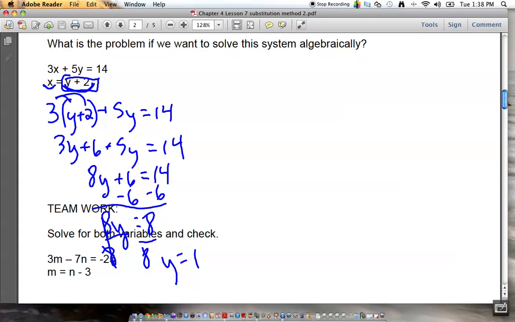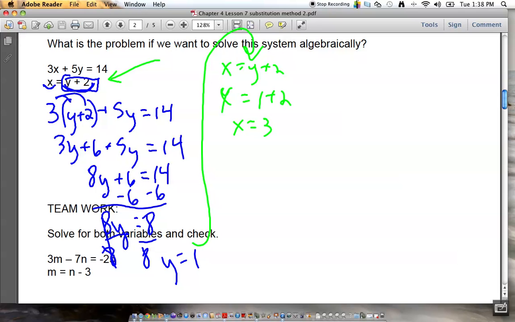No. And there's something really cool about problems that are substitution problems. The really cool thing is, because it says x equals, I can just plug it right into that. X equals y plus 2. What did we say that y was? 1. So it's 1 plus 2, x is 3. Hold on. I've got y is 1, and I've got x is 3.